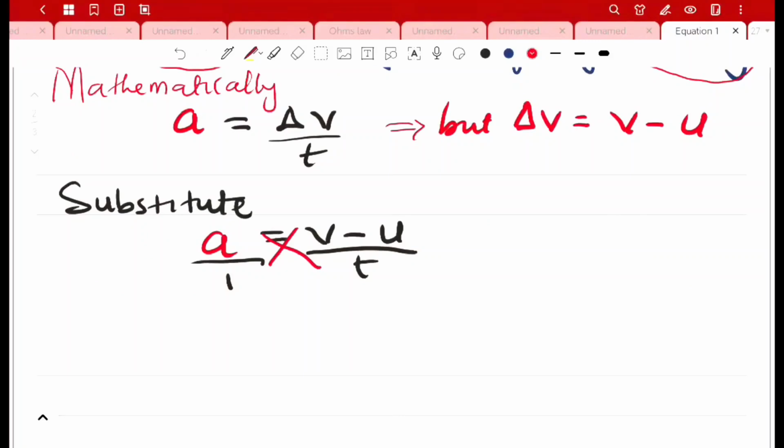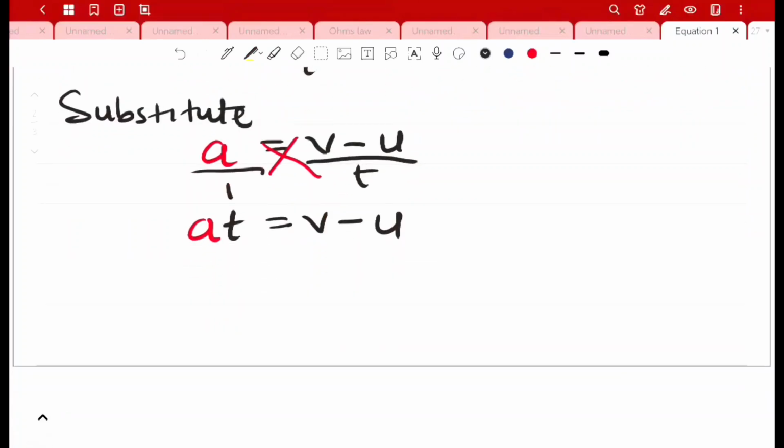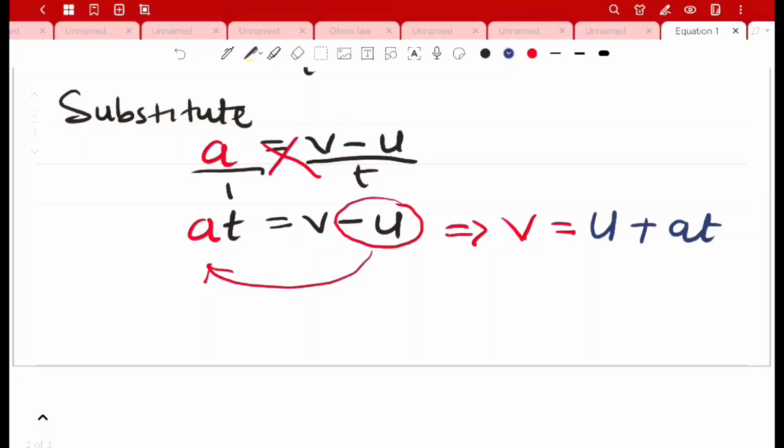So we cross multiply so that A multiplies T and is equal to V minus U. Can you see this? So we'll make V the subject of the formula so that negative U will move to the other side. So V equals U plus AT. This gives us the first equation of motion.